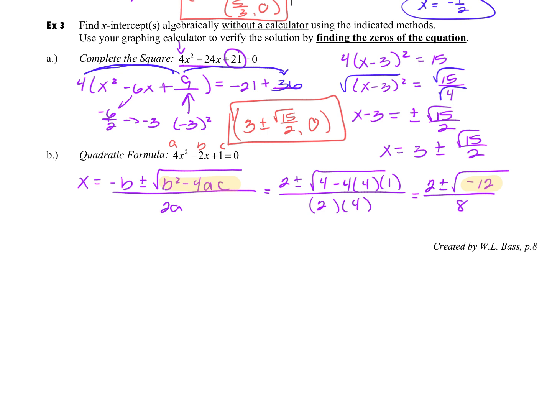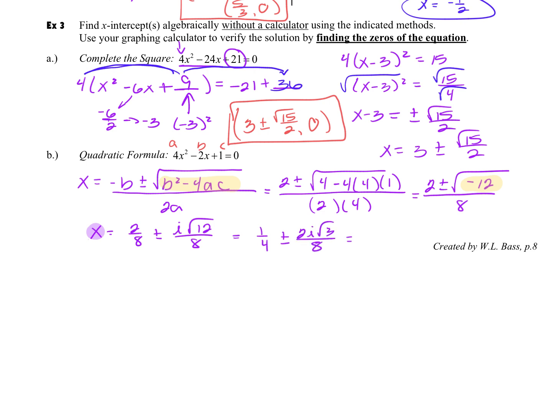So I'm going to have my 2 over 8. Oops, that's not what I meant there. Let me get rid of that. There we go. x equals 2 over 8 plus or minus i square root of 12 over 8. Keep going. 1/4 plus or minus my square root of 12 becomes 2i square root of 3 over 8.